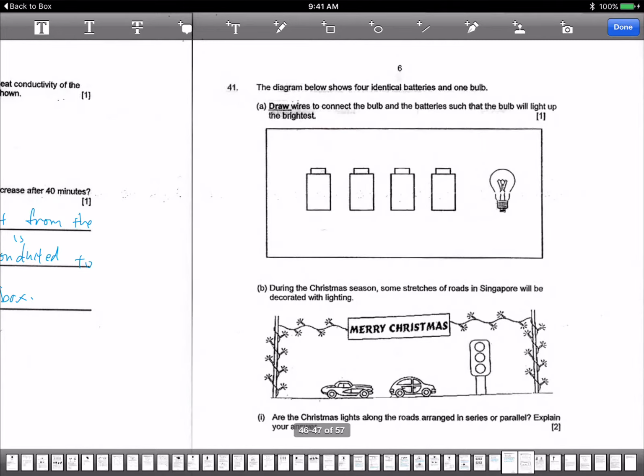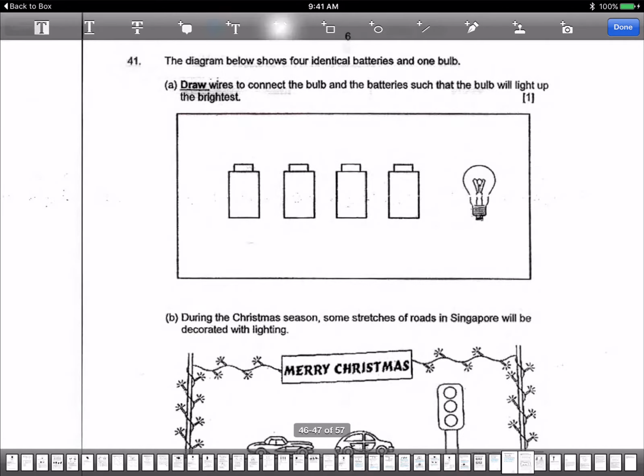Okay, we want it to light up the brightest. Now the only way for the bulb to light up brightest is that the batteries are connected in series. Battery must be connected in series. So how to connect the batteries in series? Series means the positive end must connect with the negative end of the next battery, right? So it should be something like that. Then like that. This one.